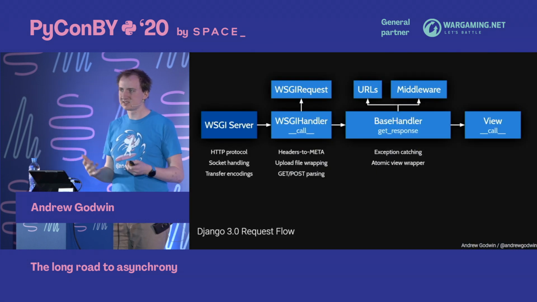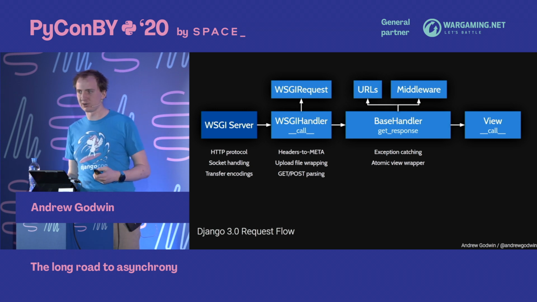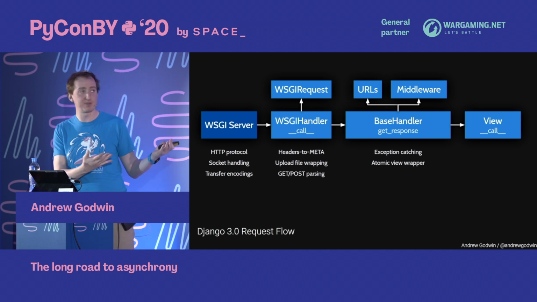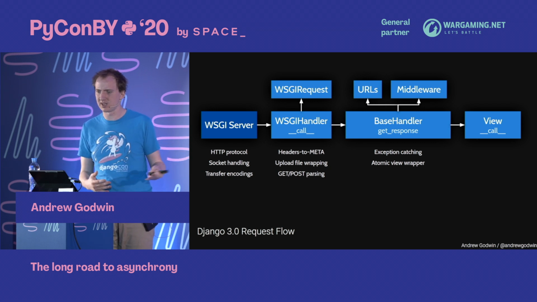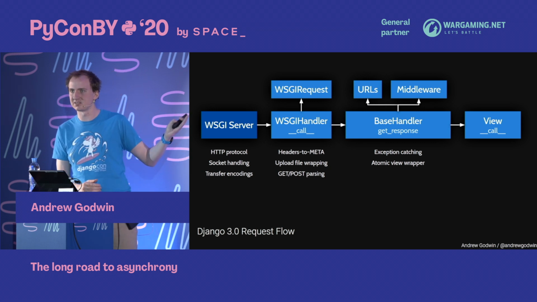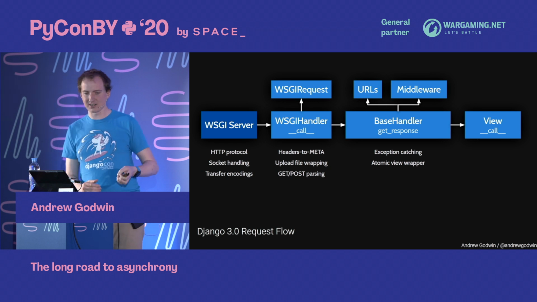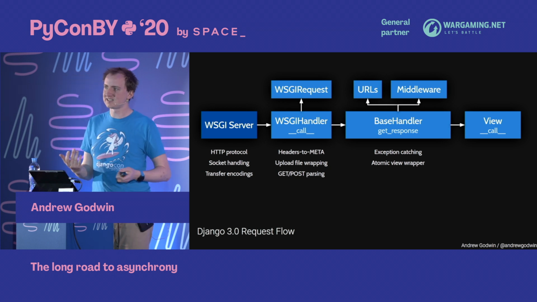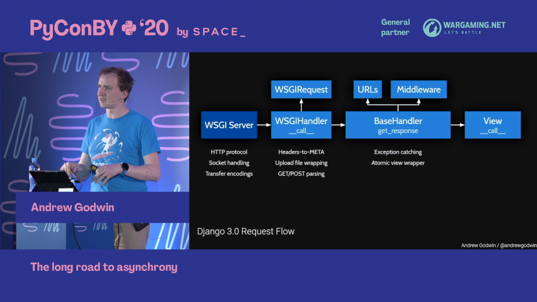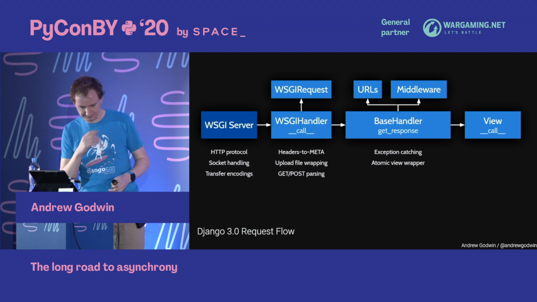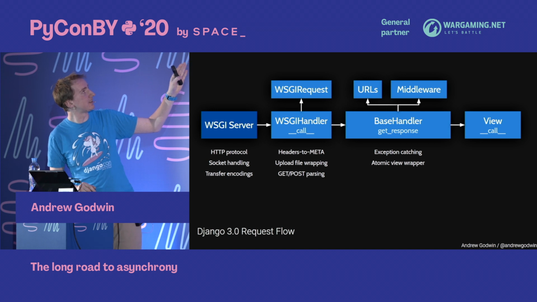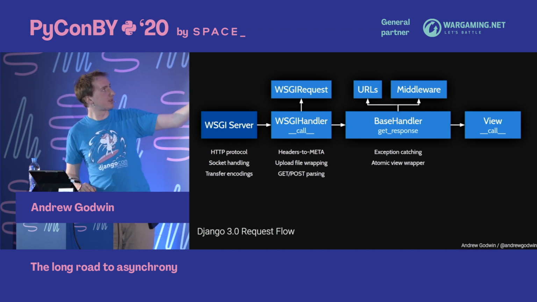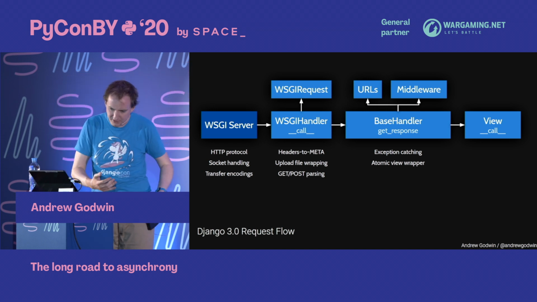So this is the standard Django request flow as of Django 3. This has been the same for as long as I can remember. I joined Django in 2008, 2009, and it's been the same since. When I was editing this code, I found comments from like 10 years ago saying, oh, we should fix this, and then no one's touched it since. And it's pretty simple. A request comes in from the left here. It goes through some stuff, like looks at headers, works out uploaded files.